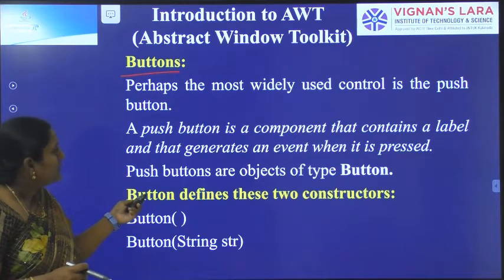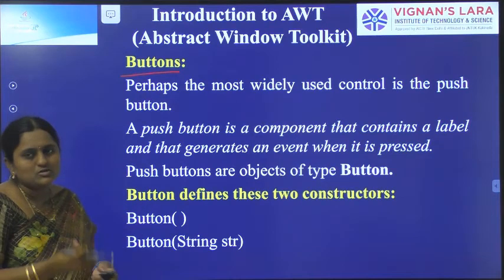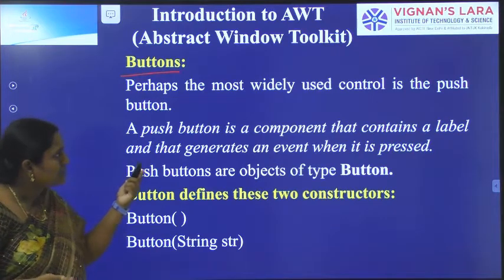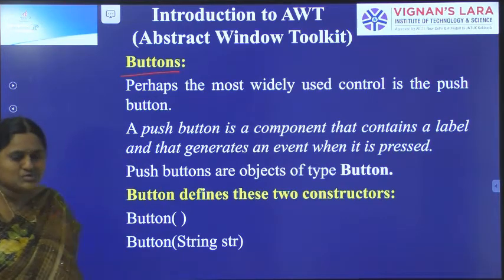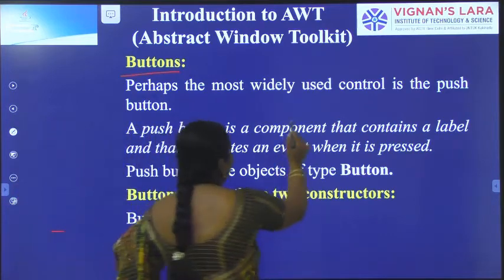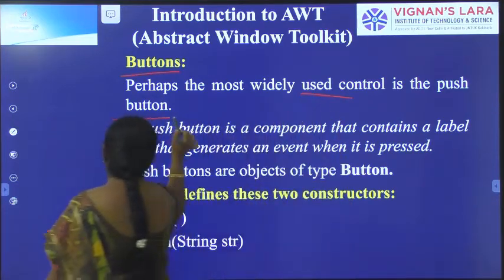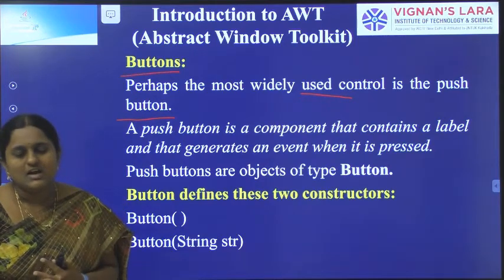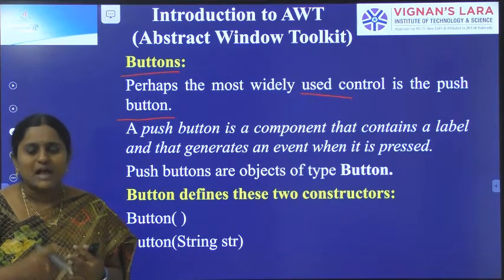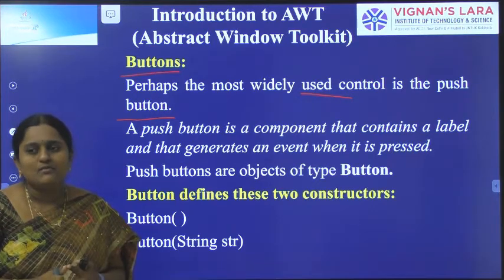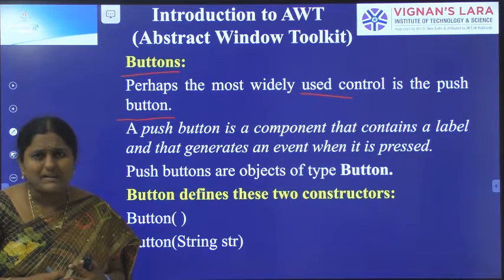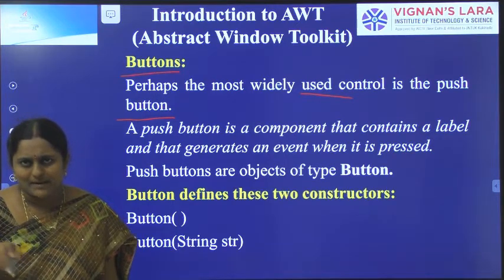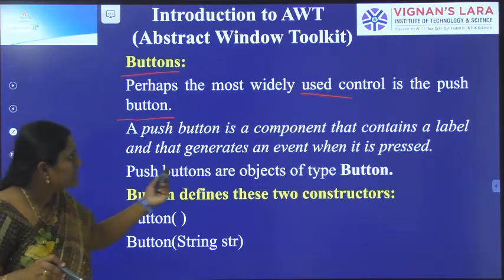So button means we can use buttons. We can use a number of buttons. Perhaps the most widely used control is the push button. So we can widely use the button concept. In our day-to-day life, suppose we want to register with any website. I am going to press a submit button. If I am going to submit a form, the user may click on the submit button. It is a button.